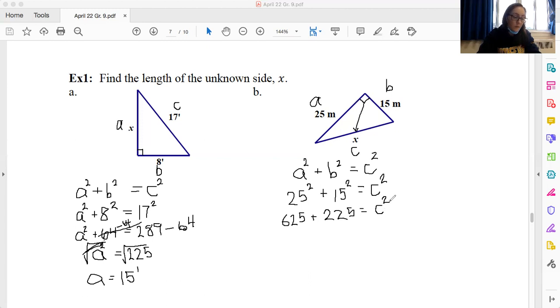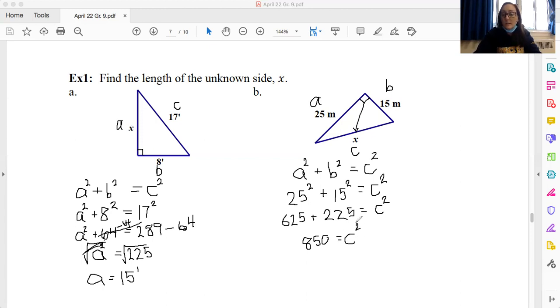Okay. Now our next step is to add those two together. So 625 plus 225 becomes 850. So 850 equals c squared. Okay, this isn't where it ends, right? We do want this letter all on its own.